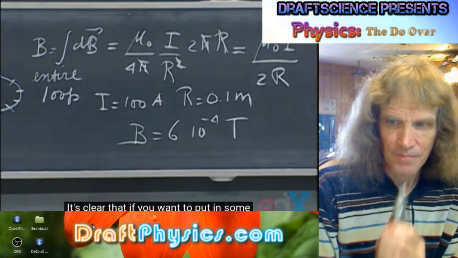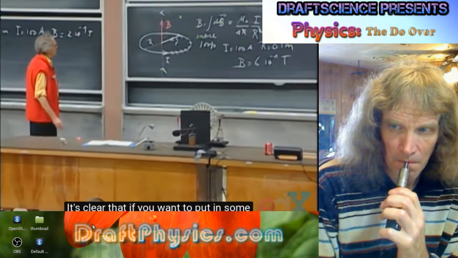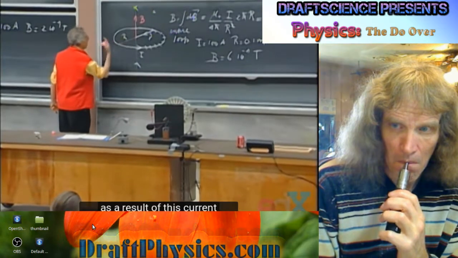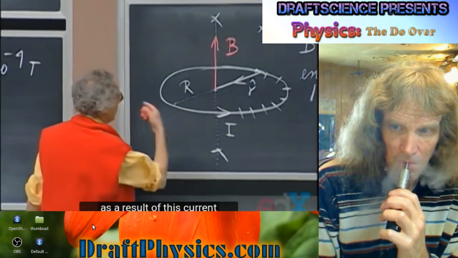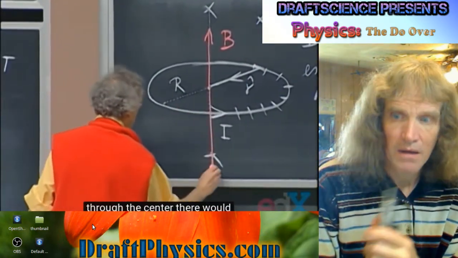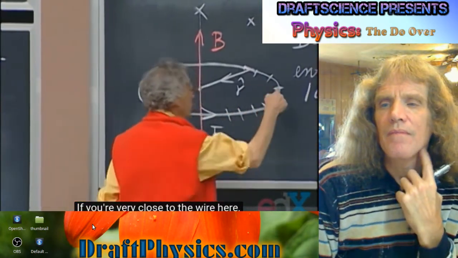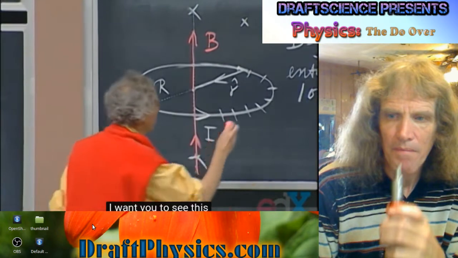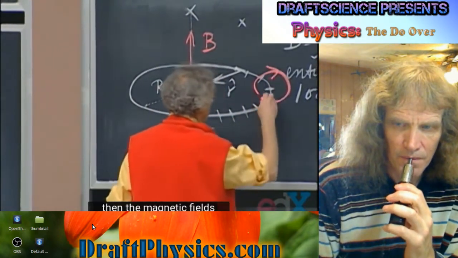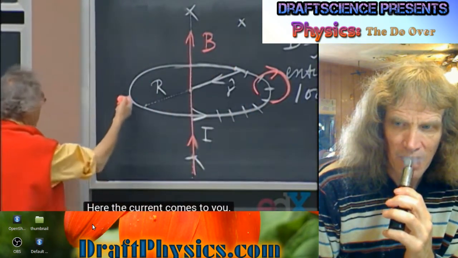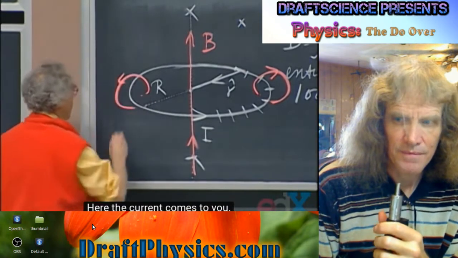It's clear that if you want to put in some magnetic field lines as a result of this current going around in a circle, then through the center there would be a field line like so. If you're very close to the wire here, which goes into the blackboard, I want you to see this 3-dimensionally, then the magnetic field will go like this, clockwise. Here the current comes to you, so it will be counterclockwise.